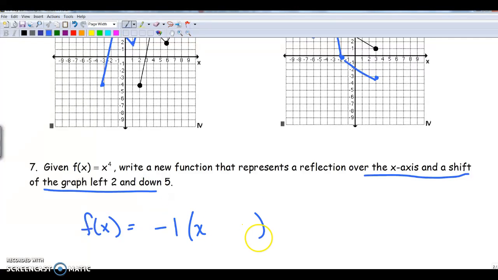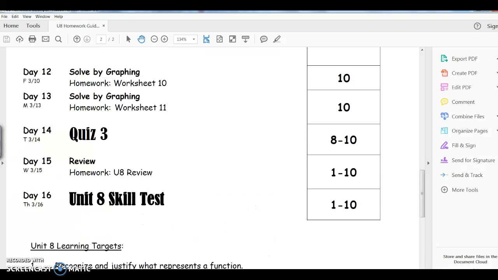Now we have an x to the fourth. So what we're going to do is put the x inside the parentheses and the fourth goes on the outside like that. So right now this is x to the fourth. The -1 is for the reflecting. Left 2 means it's going to be +2. And then down 5 means it's going to be -5 like this. And that's about it.